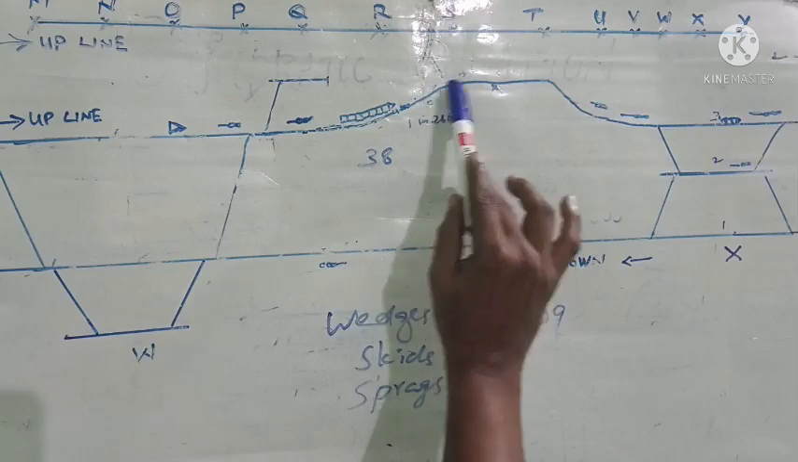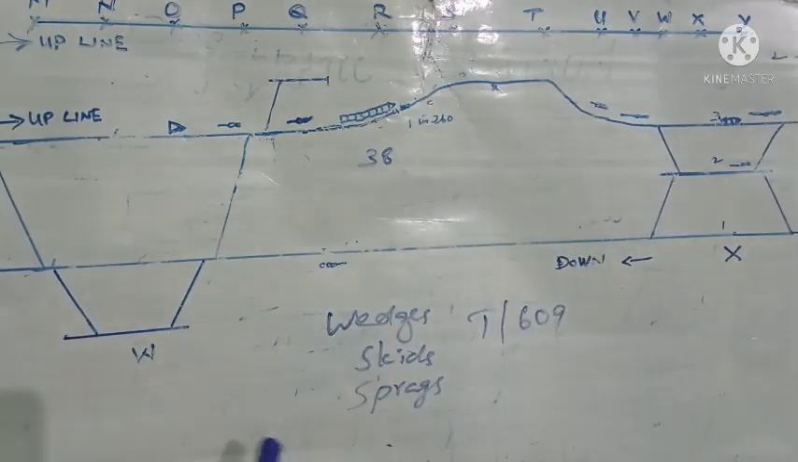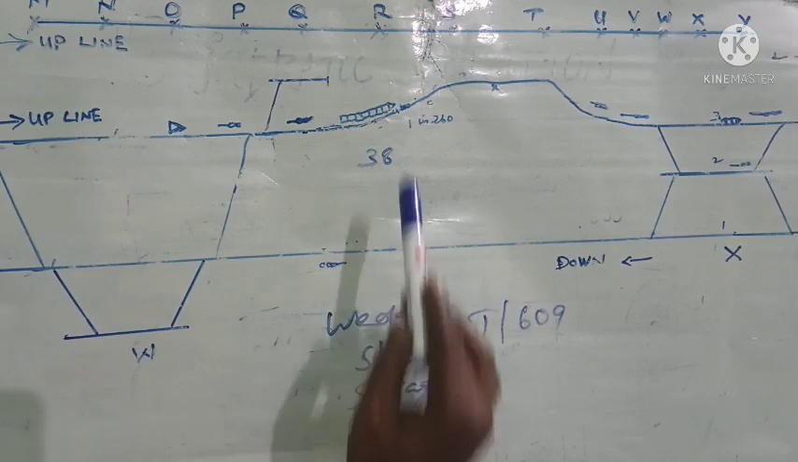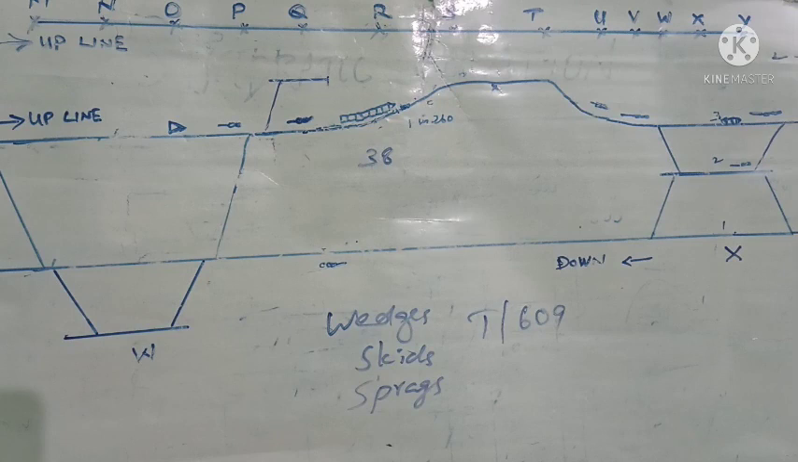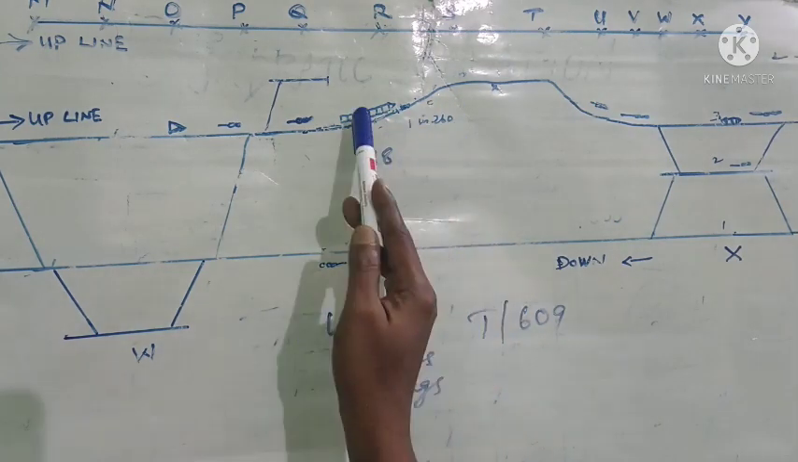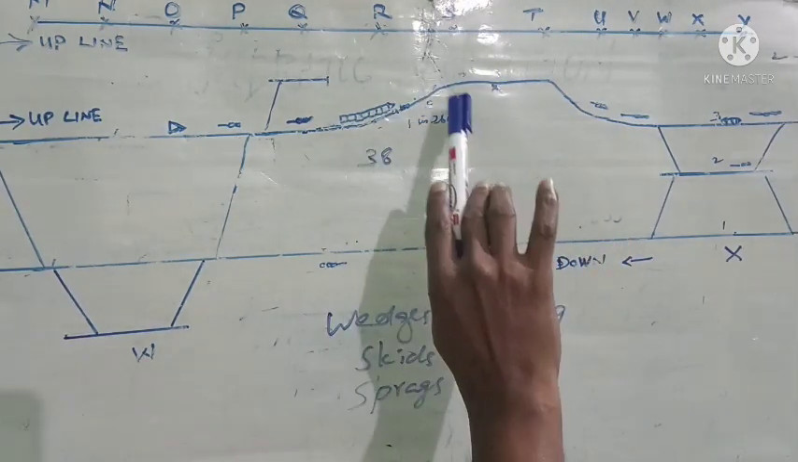Now these 20 wagons which are going to be moved to station X will not have any tail lamp or LV board at the back, because the LV board or tail lamp will be placed when it is a complete train. Now it is not a complete train, a portion is left behind here, so it will not have a tail lamp or LV board.